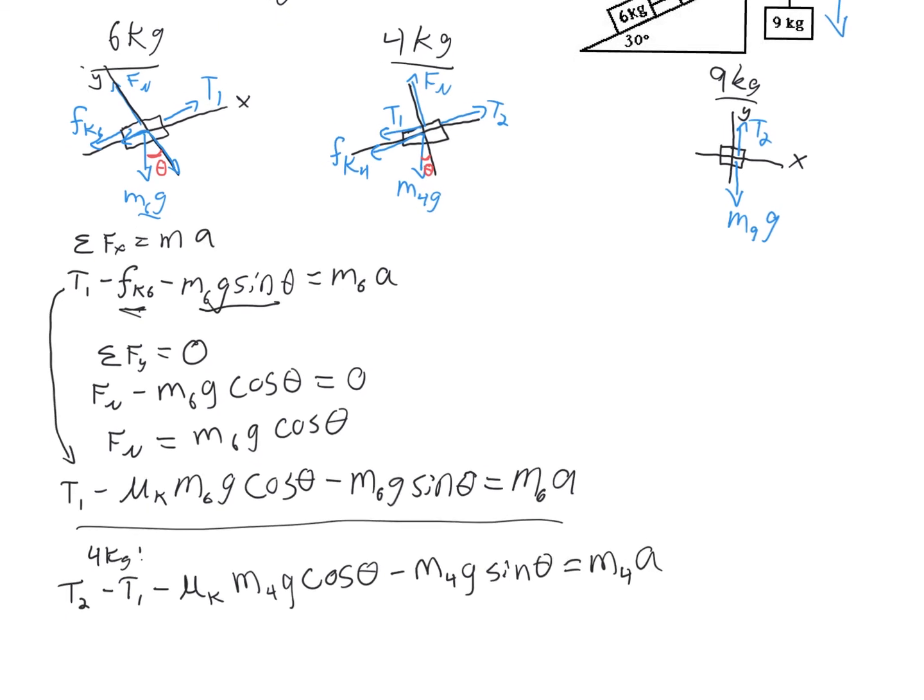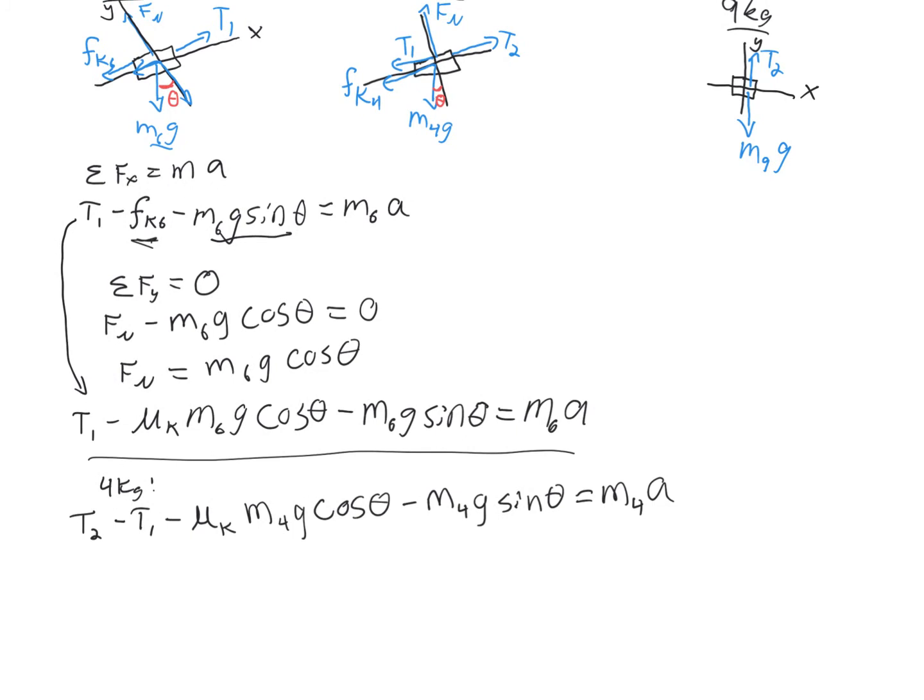And then when you do the 9 kilogram mass, what you're going to get is T2 minus mg equals m, but check this out, times negative a, because it's accelerating down and we're calling up the positive direction. So you have to be super careful to include that negative sign.